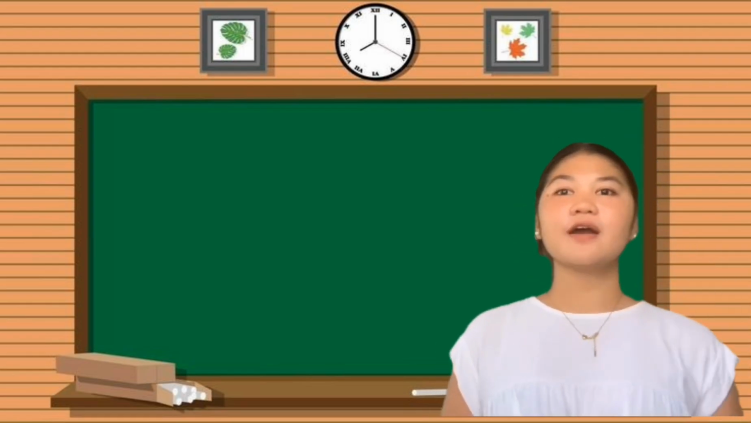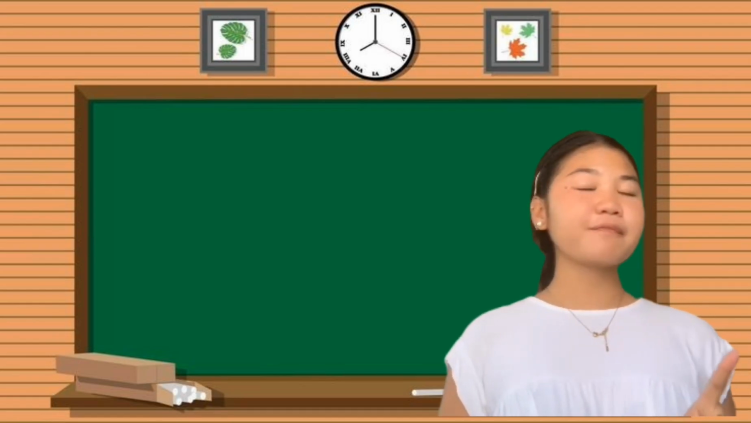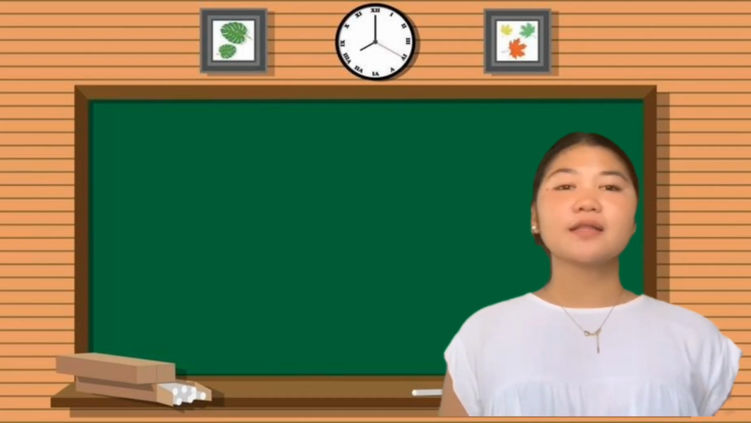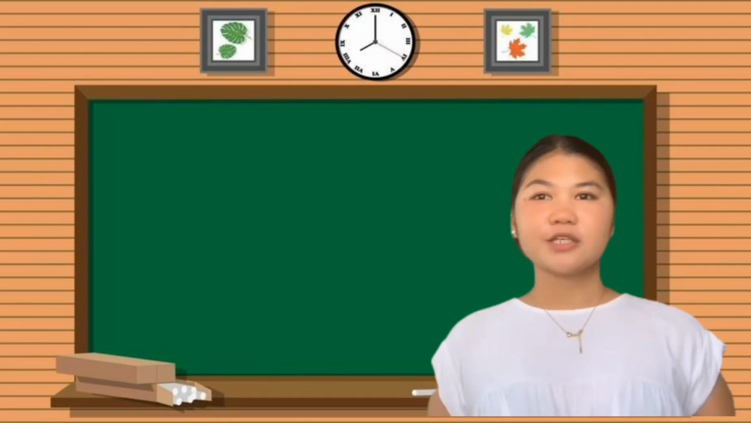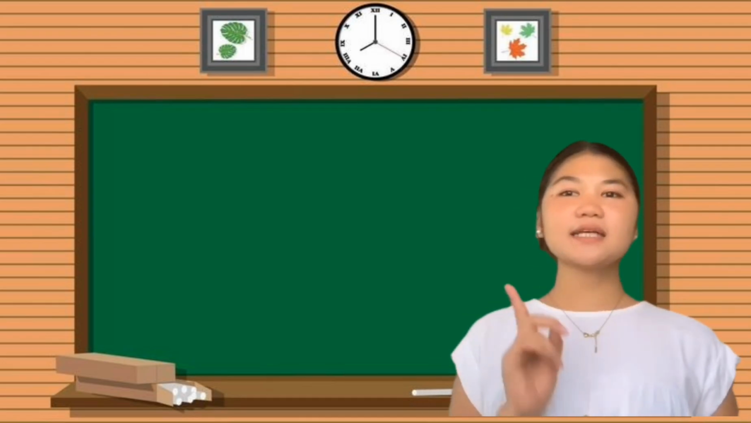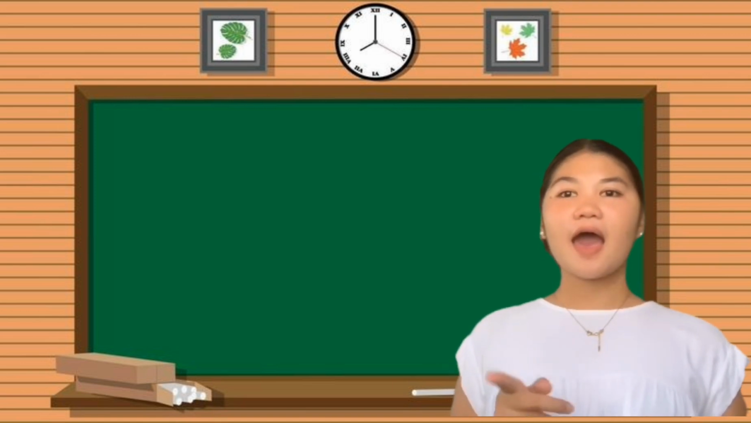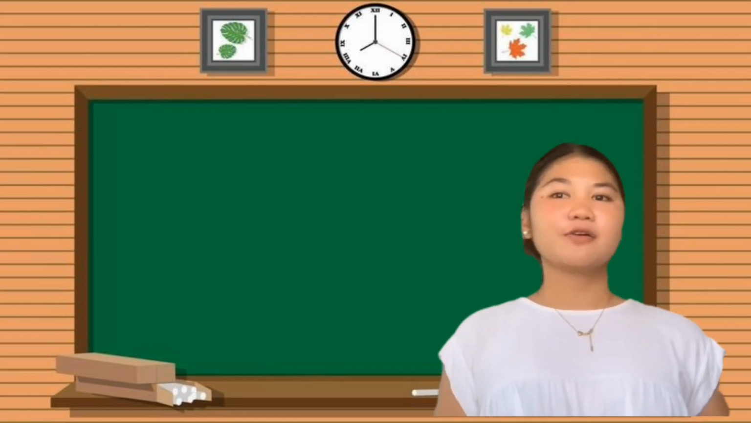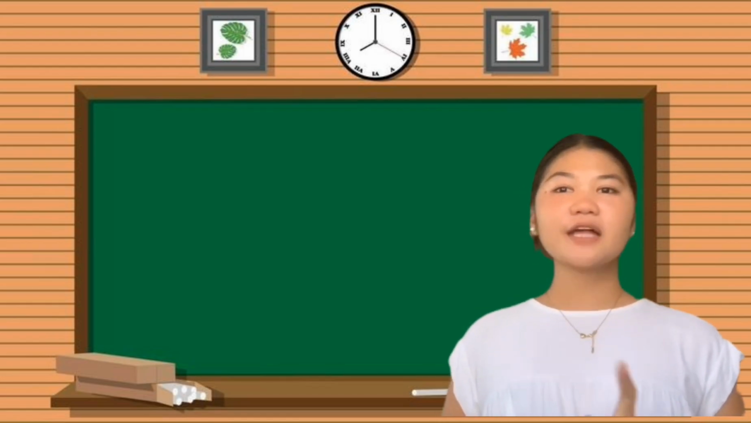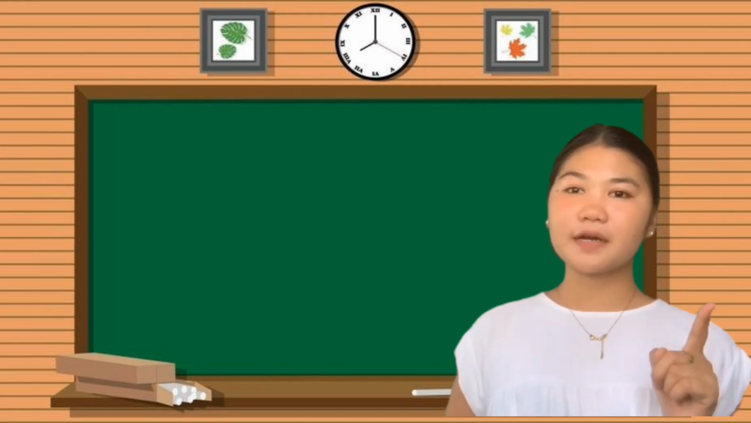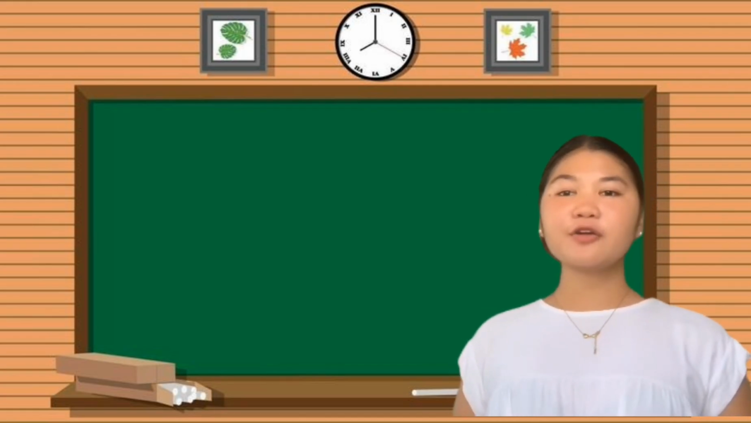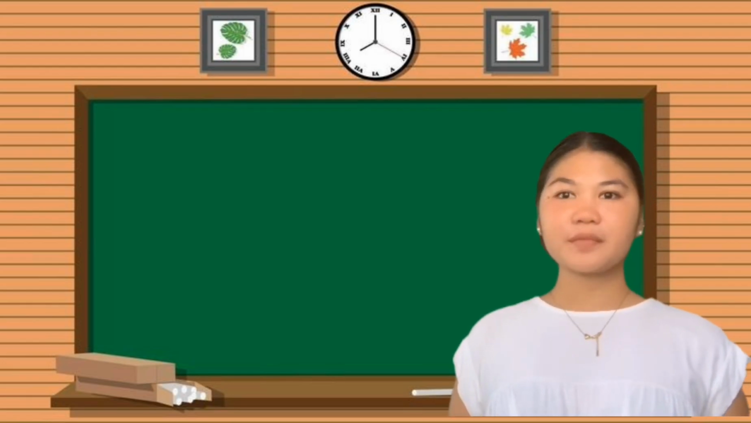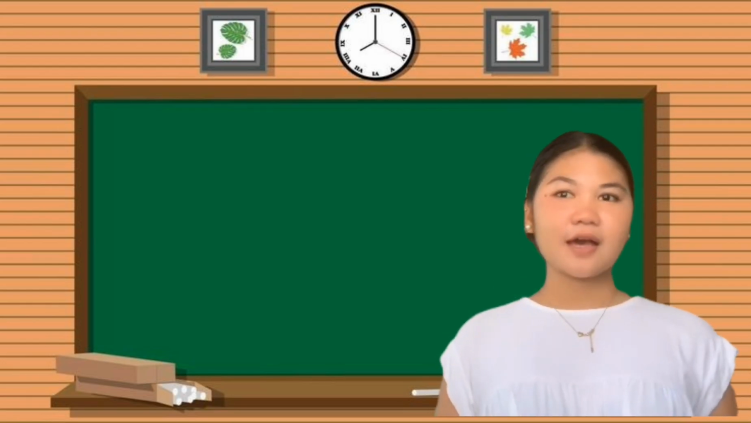So, we will have an activity. Please prepare your phones or tablets. We will now play a Kahoot game called Addition Adventure. Go to our group chat and click the link that I sent, and make sure you enter your name first. Read each question carefully and choose the correct answer. Remember, the faster and more correct your answer is, the higher your score. Are you ready? Let's begin.